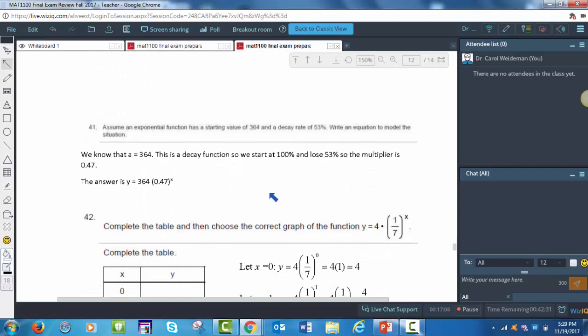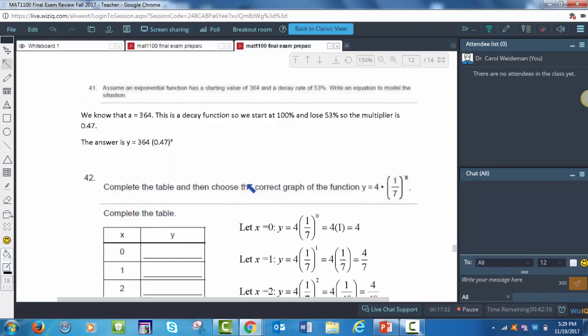Okay, another exponential function, and this time it's decaying, and it's decaying at a rate of 53%. So there's going to be 47% left, so that's going to be my base, 0.47. I started at 364, and here's the form of that particular exponential function.